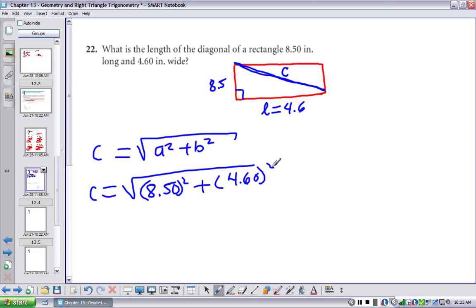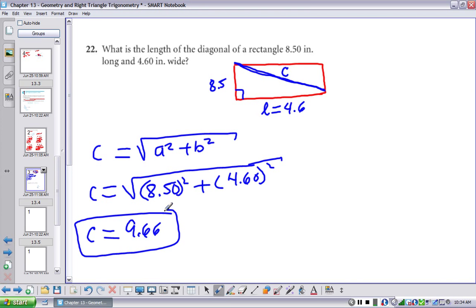4.60 squared. And since they're giving 8.50 and 4.60, you may want to put your answer with 3 significant digits. And you get 9.66.